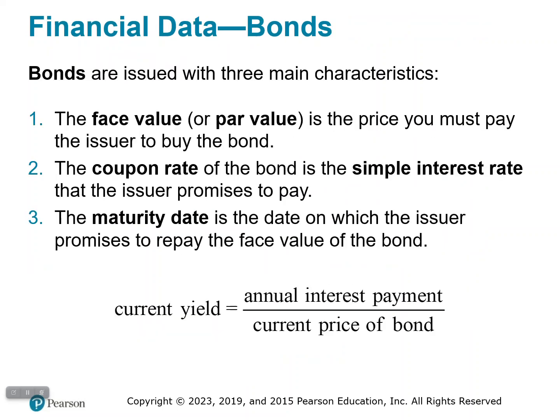All right, let's look at bonds. Bonds are issued with 3 main characteristics. They have the face value or par value, and it's the price you pay to buy the bond. The coupon rate of the bond is the simple interest rate that the issuer promises to pay. So if somebody tells you a coupon rate, you automatically know it's a bond, and you automatically know it's simple interest. The maturity date is the date on which the issuer promises to repay the face value of the bond, right? You bought it, $100, whatever it happens to be, they're going to pay you back on this date. So the current yield is the annual interest payment divided by the current price of the bond.